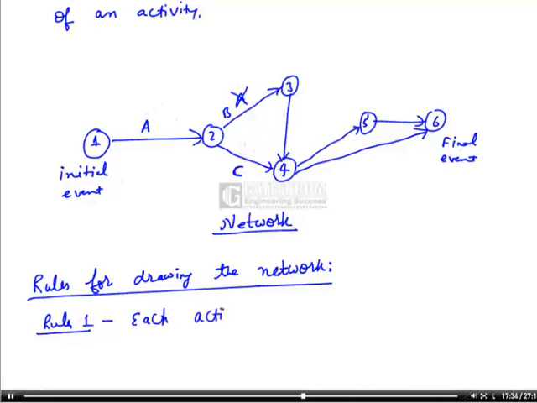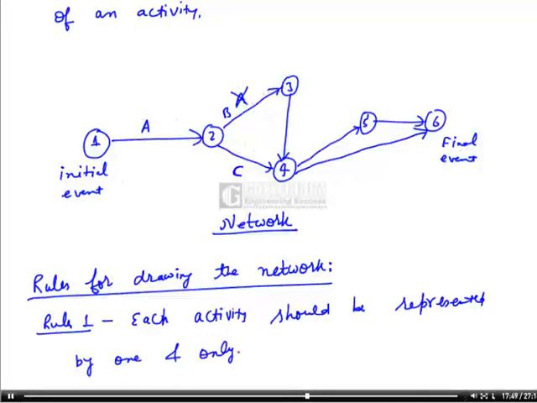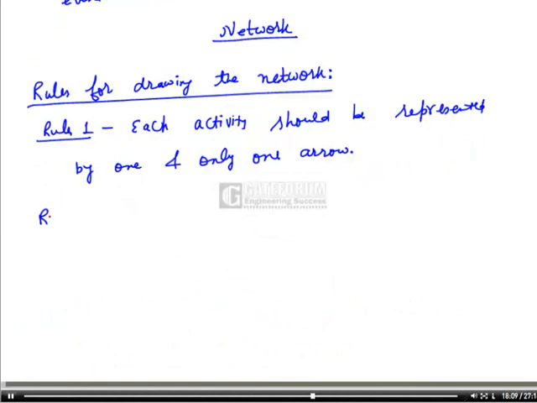Each activity should be represented by one and only one arrow. There should not be any repetition of the activity. Then, while drawing the network from left to right, an arrow pointing in the opposite direction is not allowed. So this is my rule number 2.